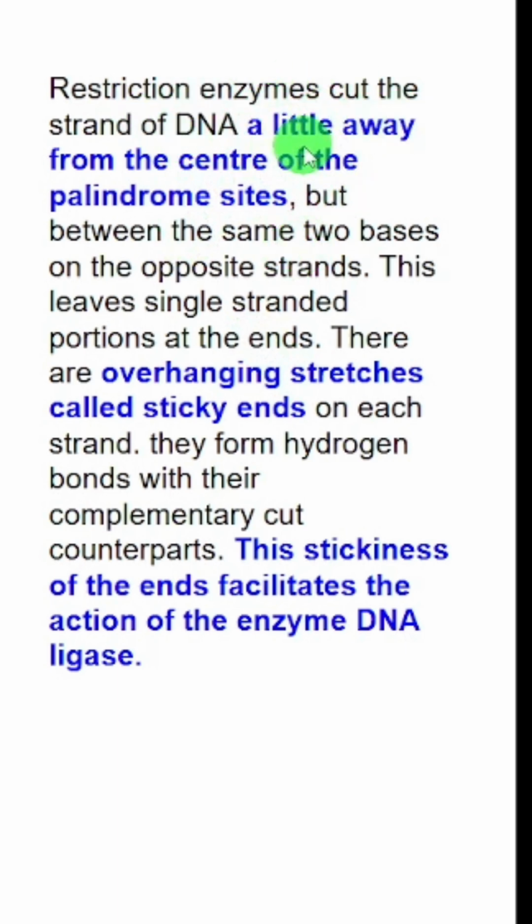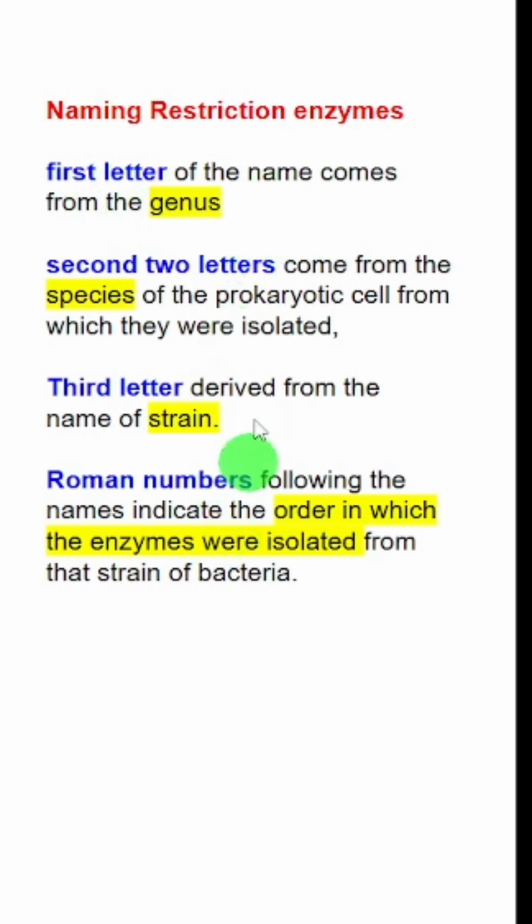Restriction enzymes cut the strand of DNA a little away from the center of the palindromic site and produce overhanging stretches which are called sticky ends. So these are the four different rules regarding nomenclature of restriction enzymes. The first letter represents the genus, the second two letters represent the species, the third letter indicates the strain of the organism, and the last one, Roman numerals, indicate the order in which the enzymes were isolated.